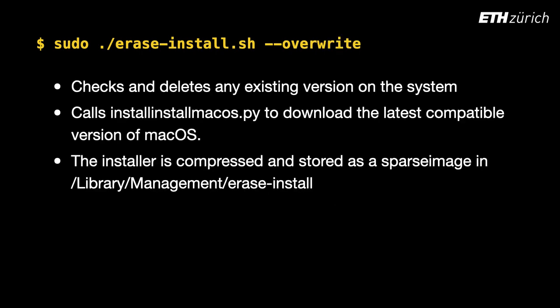If you want to ignore any existing installers on the computer to make sure you have the latest build, use the overwrite option. This will delete anything it finds. This can also be used with the move option.